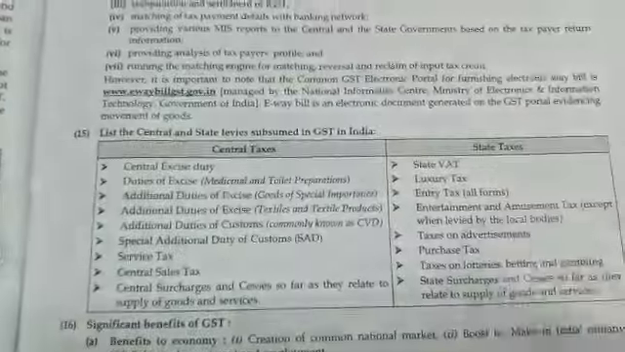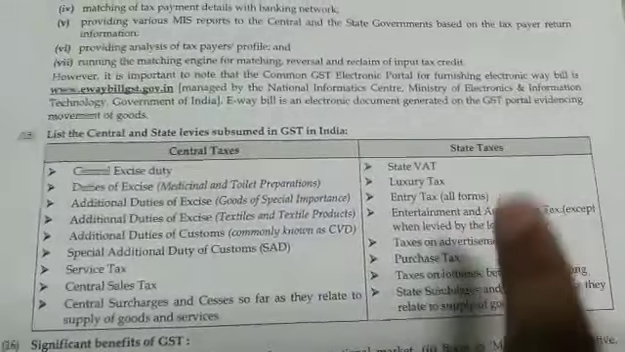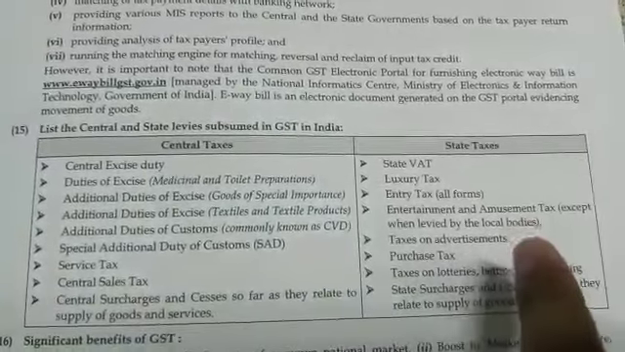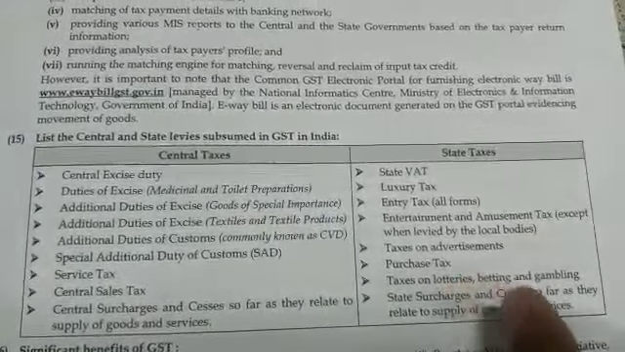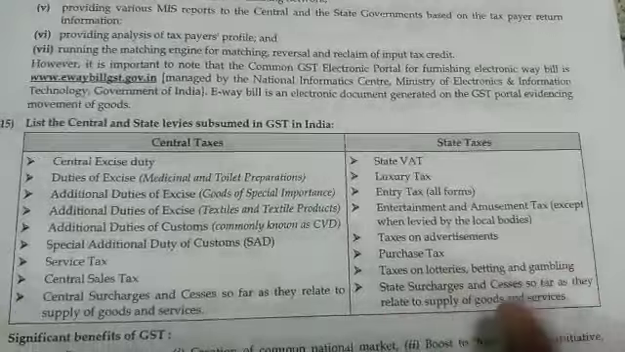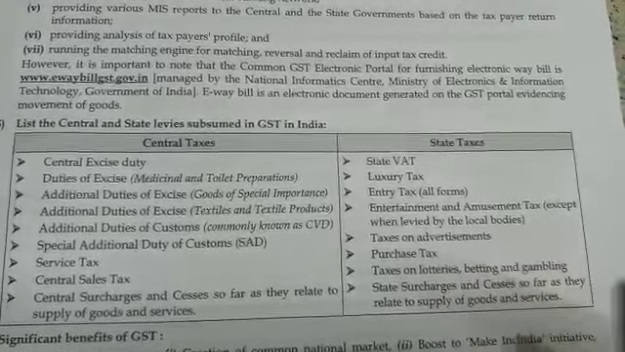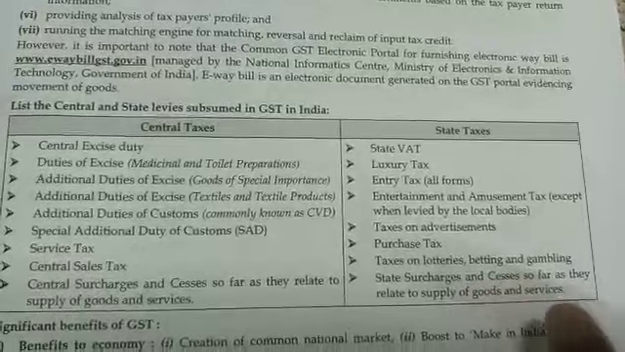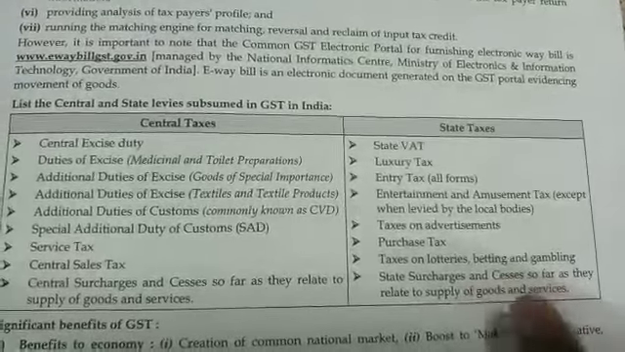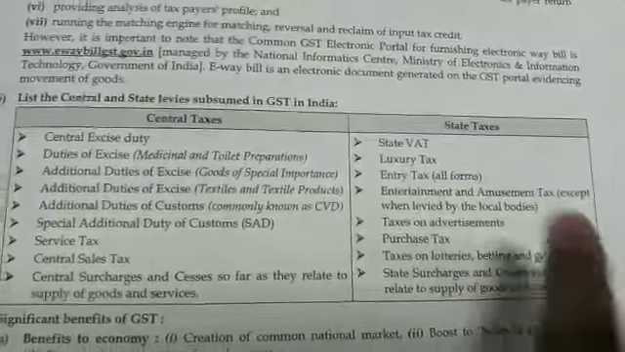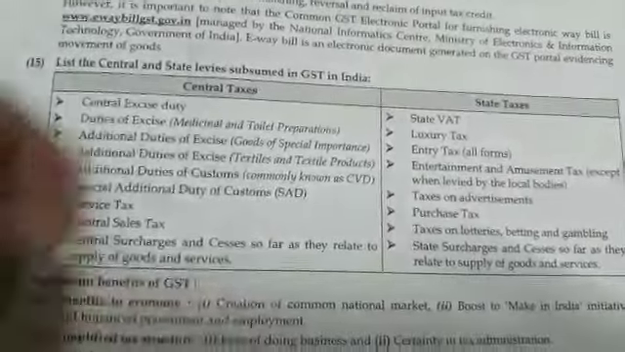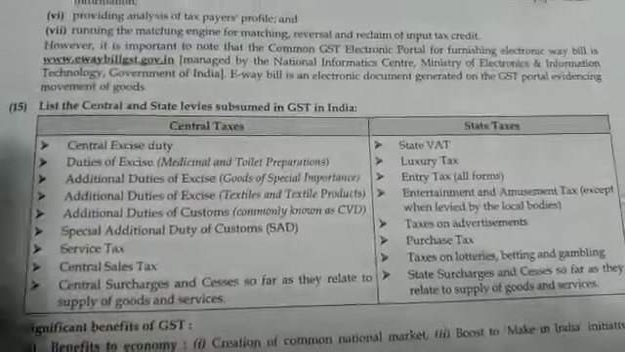And these are the state taxes: state VAT, luxury tax, entry tax, entertainment and amusement tax, tax on advertisement, purchase tax, tax on lottery, betting, gambling, etc., state surcharges and cess, so far as they relate to the supply of goods and services. These are the state taxes which are clubbed under the head of GST. So GST clubbed all these items of central tax and state tax.